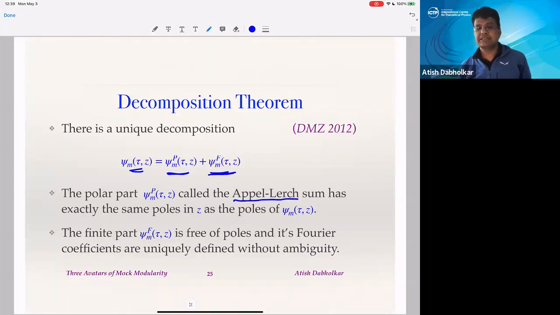And that's the answer to my question: what is the function that computes the horizon degrees of freedom? And that function is this function, psi_m^F, okay? The finite part is free of poles and its Fourier coefficients are uniquely defined without ambiguity. And those are the ones which should give you the degeneracies of quantum black holes. And therefore, those are the ones which are really interesting. But because you are taking a modular function and splitting it into two, you are not guaranteed that these two functions separately will be modular. And in fact, they are not. However, the failure of modularity is very precise. And you can show that this object is a mock Jacobi form.